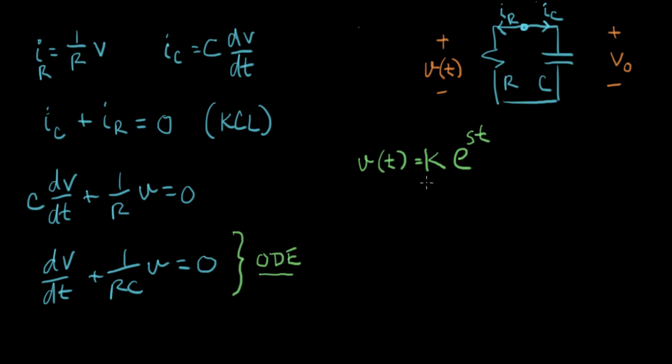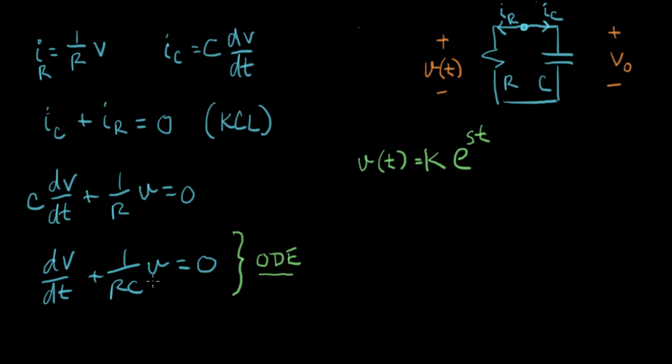Our guess is that the solution for v of t is going to be of the form some constant k times e to another constant, s, times t. The way we test our guess is to put it back into the equation and see if it works. If it does, then we made a good guess. If it doesn't work, then we have to go back and try something else.